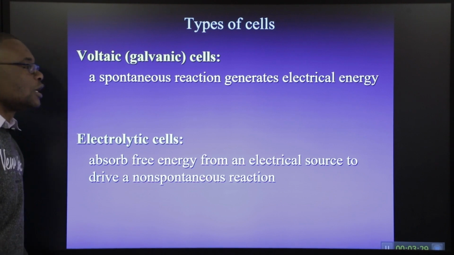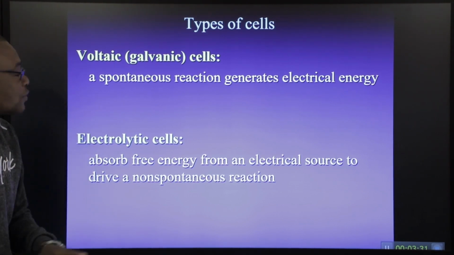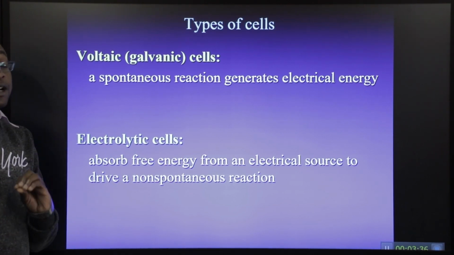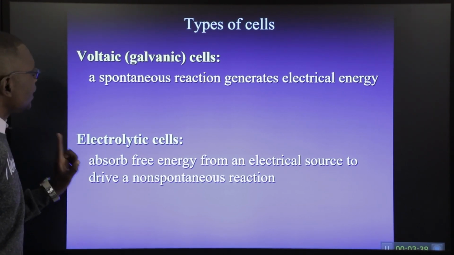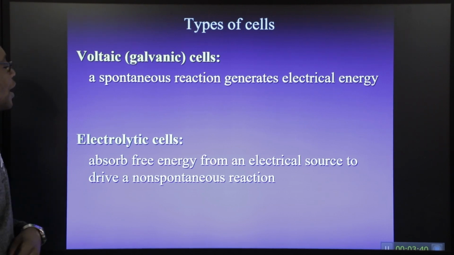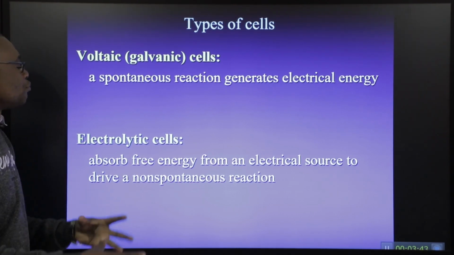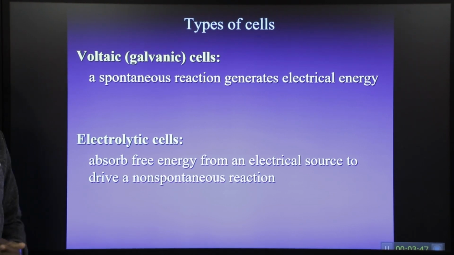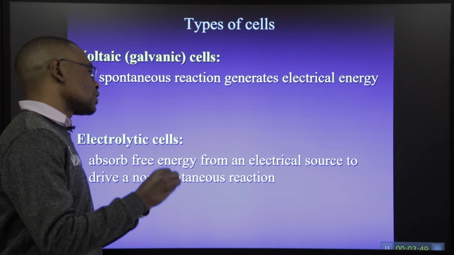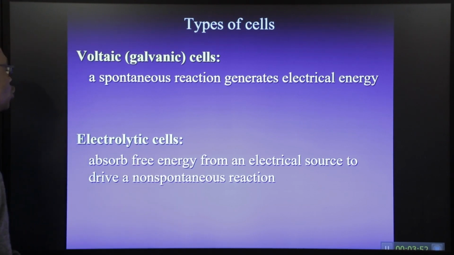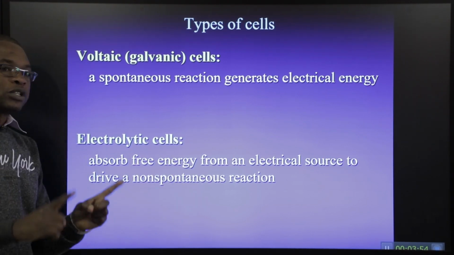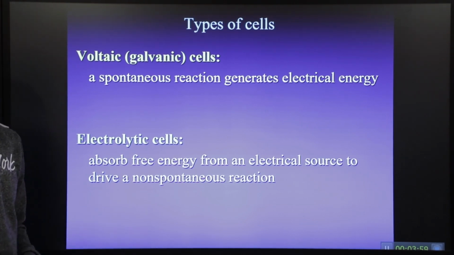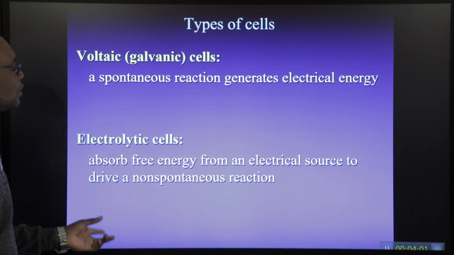We are saying that in voltaic or galvanic cells, a spontaneous reaction generates electrical energy. But in an electrolytic cell, energy is actually absorbed. And where is it absorbed from? It is absorbed from an electrical source to drive a non-spontaneous reaction. Am I making myself clear? I will repeat again and show this by means of an illustration.